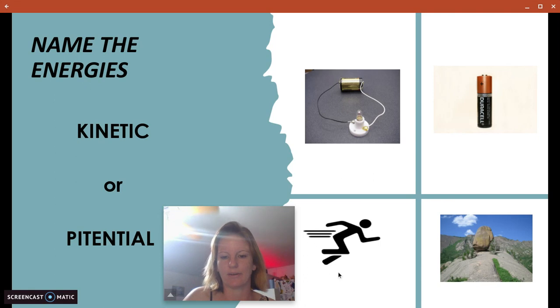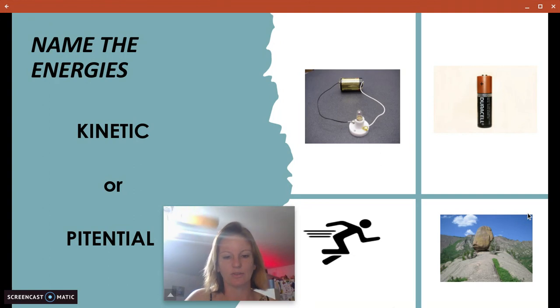If you look at this guy right here, he's running. Do you think that is potential energy or kinetic energy? If you said kinetic energy, you'd be correct. Why? He's running. He is in motion. Kinetic is motion.